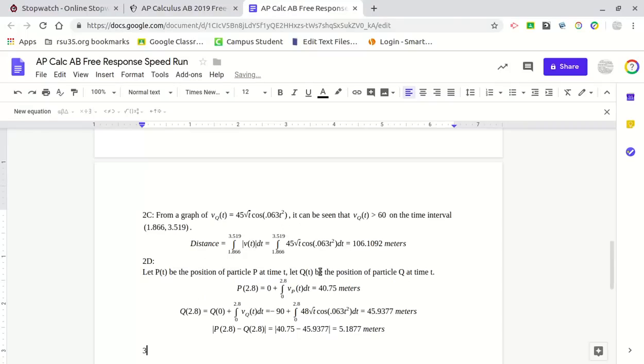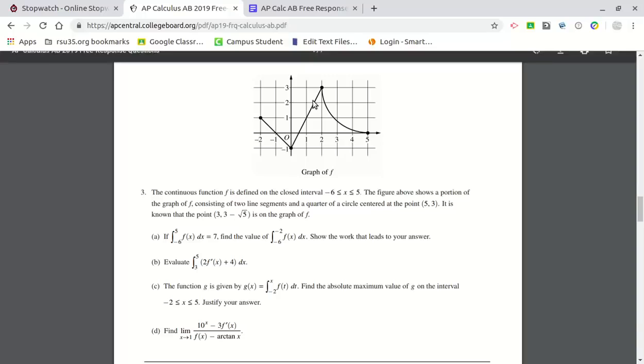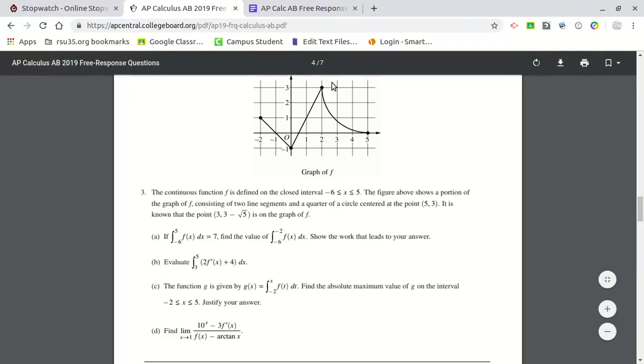So the way we do this is by splitting up the integral. Section 2 part B, 3a. Okay, so the integral from negative 6 to negative 2 of f of x dx is that from negative 6 to 5 of f of x dx minus that from negative 2 to 5 of f of x dx. And actually, I'm going to split it up further. This line goes from negative 2 to 0, so I'm going to say minus the integral from negative 2 to 0 of f of x dx, minus the integral from 0 to 2, minus the integral from 2 to 5.